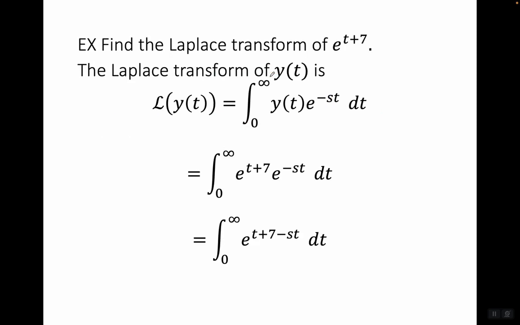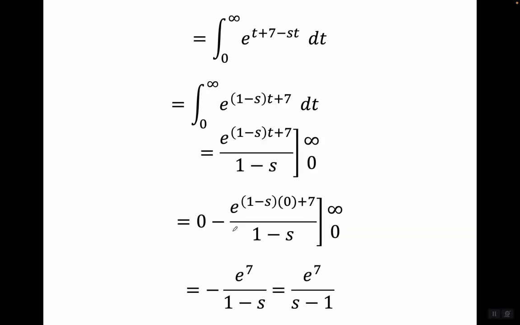So for example, find the Laplace transform of e^(t+7). The Laplace transform of y(t) is defined in this way. We saw that in the previous slide. So now just replace y(t) with e^(t+7). Okay, we have the integral from 0 to infinity of e^(t+7) e^(-st) dt. And let's combine these exponents. You learned those exponent rules years ago. Integral from 0 to infinity of e^(t+7-st) dt.